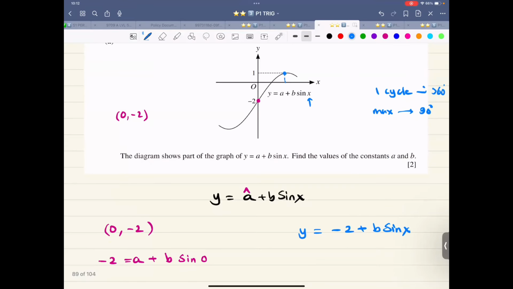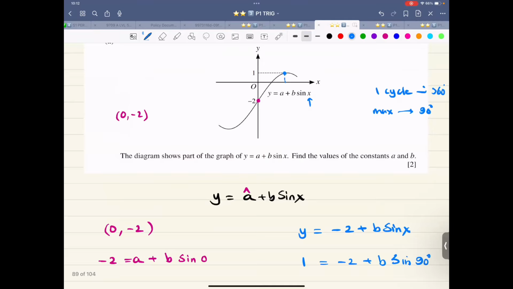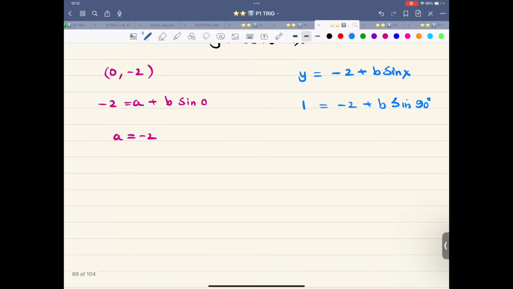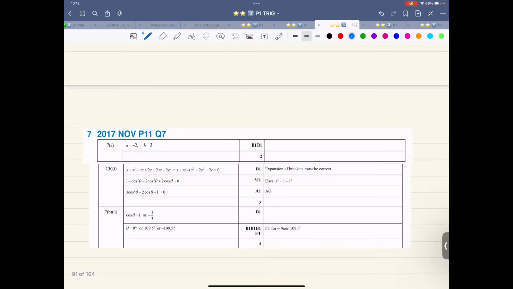Now the next point is this thing, that at 90 degrees, we are getting 1. So 1 is negative 2 plus b sine of 90 degrees. Whether you work in radians or degrees, it does not make any difference in this particular question. 1 is negative 2 plus b times 1. So therefore, b comes out to be 3. So b is 3, a is negative 2. Let's double check. b is 3, a is negative 2.